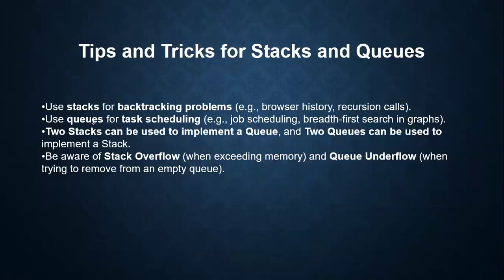Okay. So this session is going to be relatively short because there's nothing much to talk about with stacks and queues. We use stacks for backtracking problems, right? So browser history, recursion calls, etc. You use queues for task scheduling, right? So job scheduling, breadth first search, and graphs. Two stacks can be used to implement a queue, and two queues can be used to implement a stack. But beware of stack overflow, meaning that we exceed memory, and queue underflow, where we're trying to remove from an empty queue.